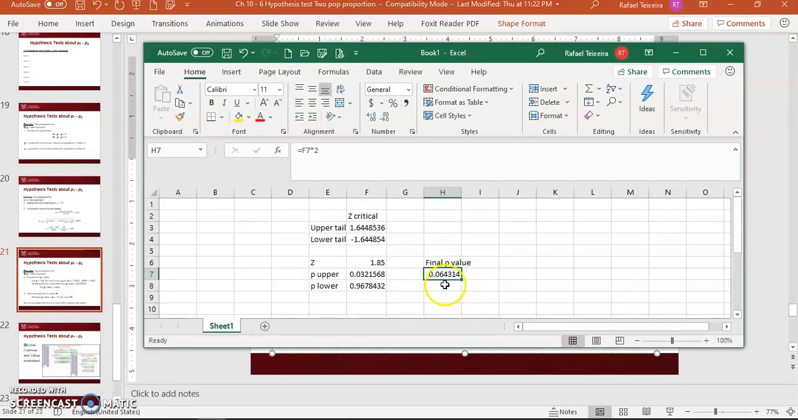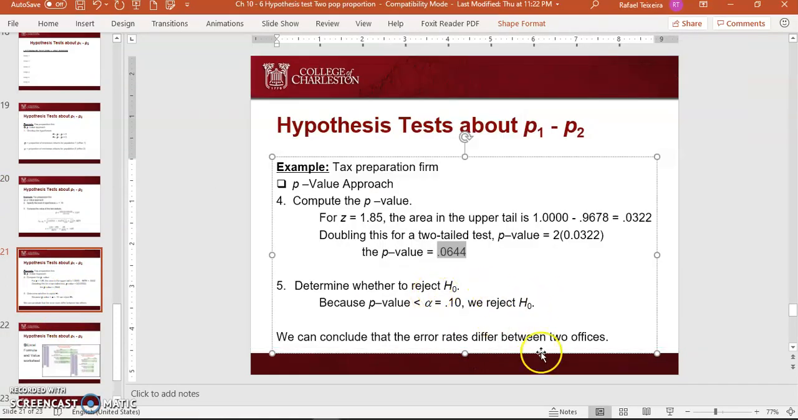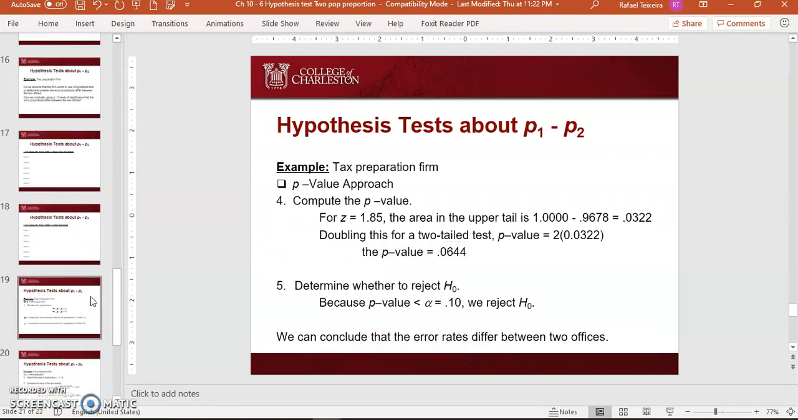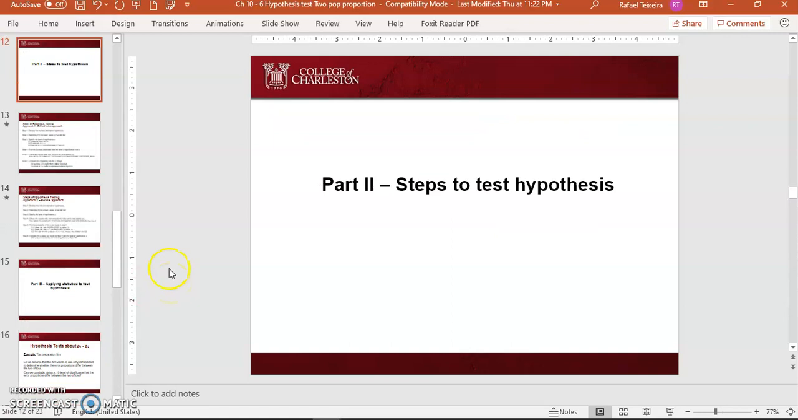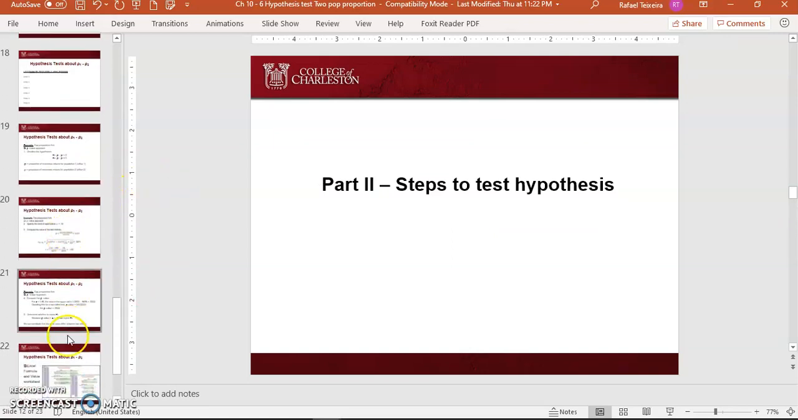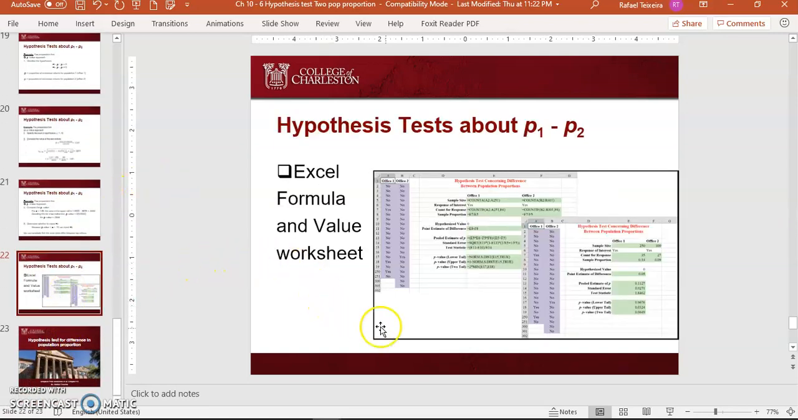Because it's smaller than 0.10, you reject the null hypothesis and you conclude that the error rates differ between the two offices. This is how you do it by hand. In the next slides, I do it by hand using the data in the problem. In the next slide, I'm going to show you how to do the hypothesis test using the raw data in Excel.